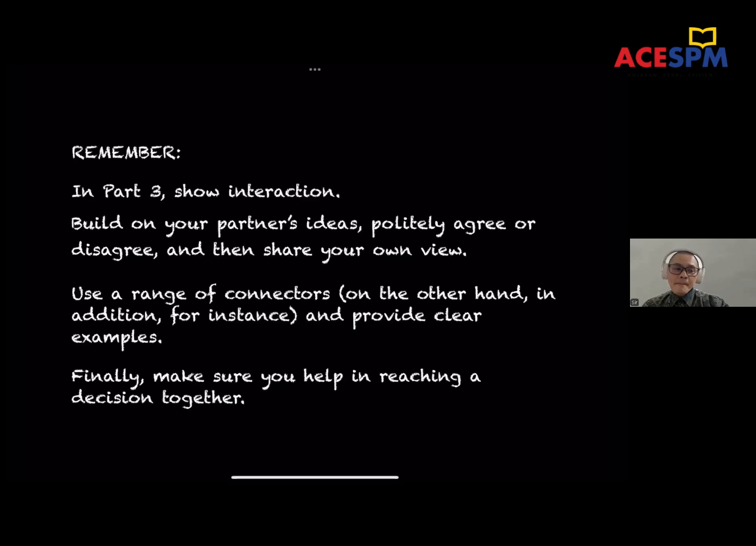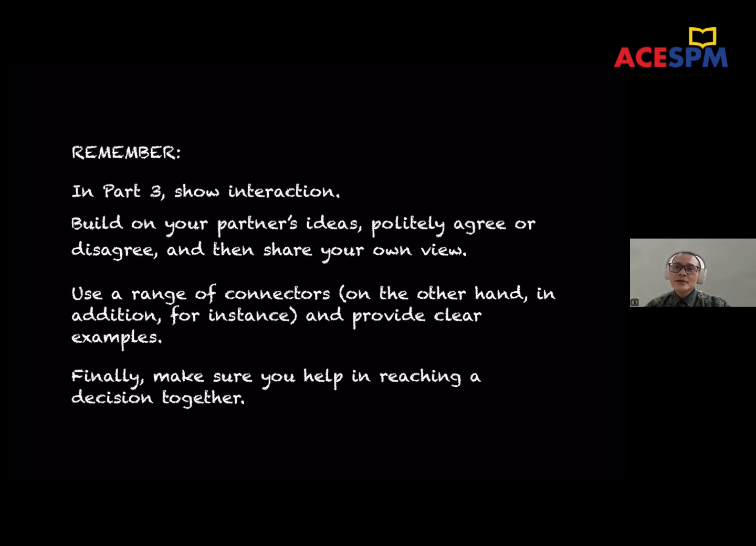So remember, in part 3, you must show interaction. You must build on your partner's ideas, politely agree or disagree, and then share your own view. Only then can you prove to the examiner that you have skills for communication. If you are just speaking about your ideas and not referring to your partner's ideas, it means you are not actually communicating, but you are presenting. So remember, you must interact with your partner.